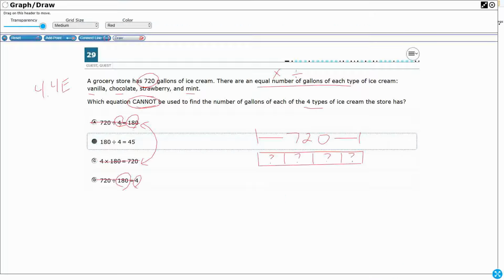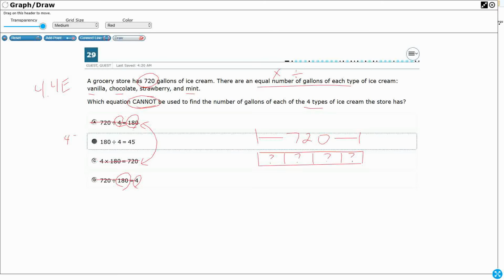And so that is the one that doesn't work because that can't help me figure out how many gallons each of the type of ice cream they have. And it has different numbers, but only 42% of our students were able to see this. We had 21 up here, we had 22 down here, we had 16. And so this is pretty much evenly spread out, which means they either knew it or we were just guessing.